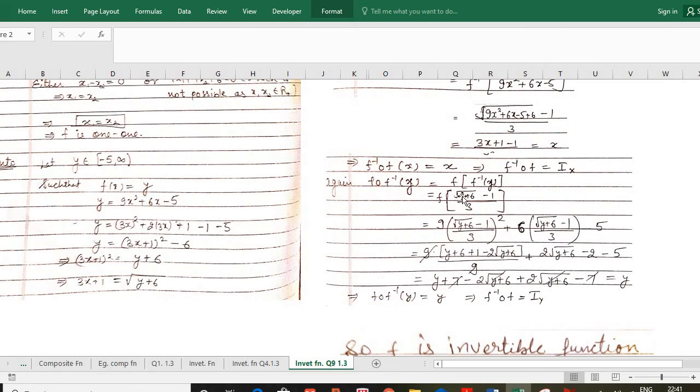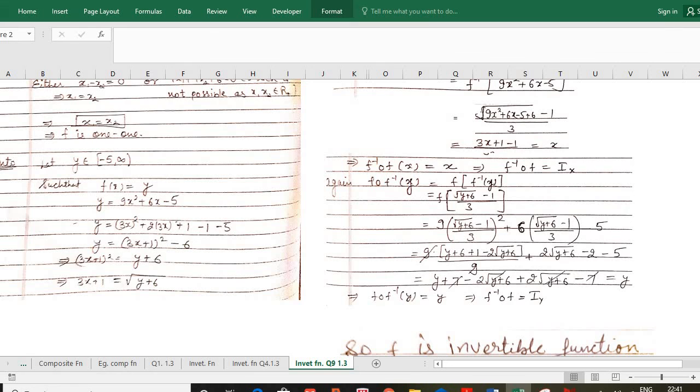So for f o f inverse of y, first you apply f inverse, then solve it with the help of normal algebraic mathematics. You can see I substituted this value, squared it, and then this 9 gets cancelled with this 9. This 6 gets cancelled by 3 by 2. Then 2 multiplied by these two values, you get this value, right? After solving this, you will get y. So you can see this function also works as an identity function, so it can be replaced by Iy, where y is (-5, infinity).